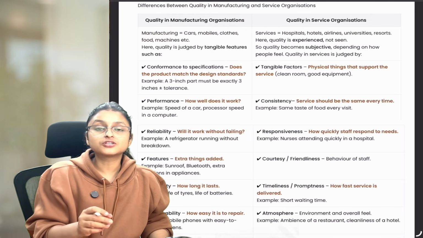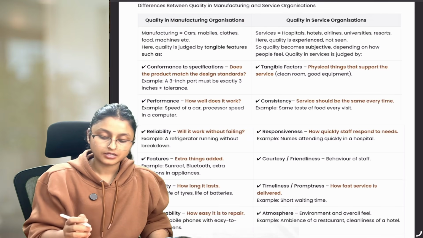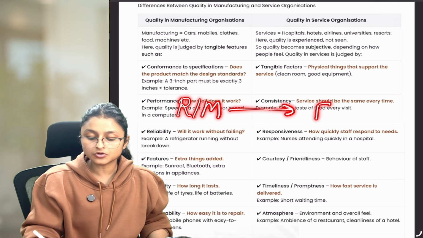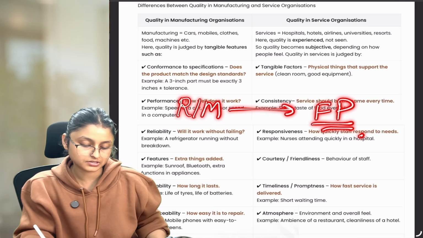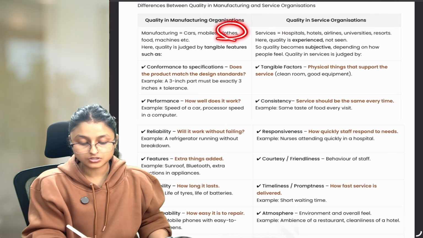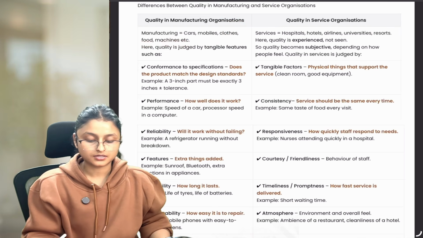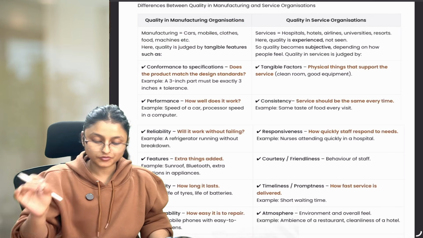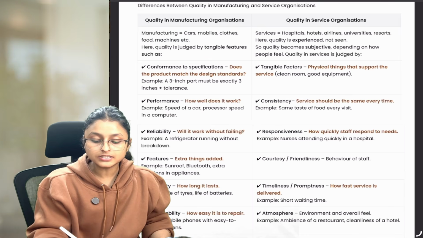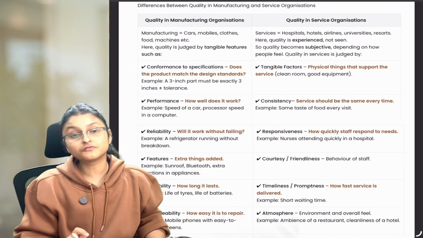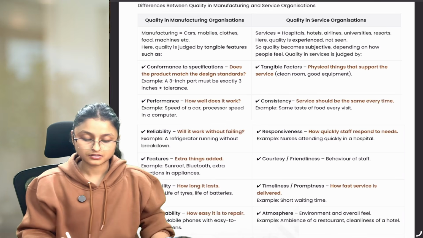When we say manufacturing organization, what do we mean? We are mainly focusing on the organizations which are converting raw material into finished products like cars, mobiles, clothes, food, machines, etc. Right? All of these are finished products converted with the help of raw material. Here, quality is judged by some tangible features. And what are those features on the basis of which we will judge quality here?